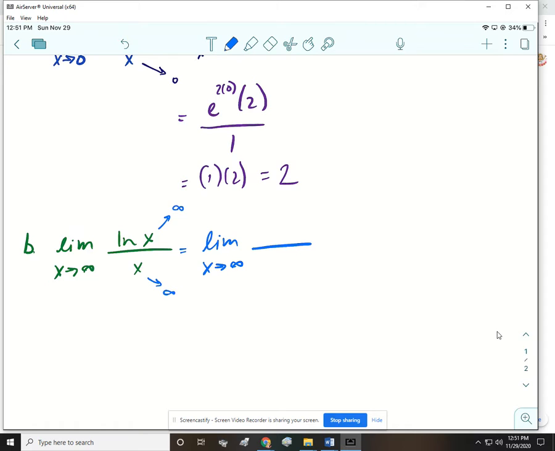derivative of the natural log of x is 1 over x. And then we find the derivative of the denominator. The derivative of x is just 1. All right, then we can plug in our infinity. So we get 1 over infinity over 1, which we don't need to write. And anytime you have 1 divided by infinity, that's just 0.